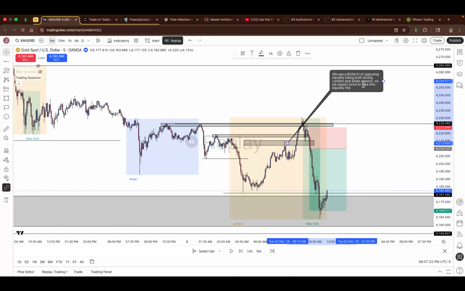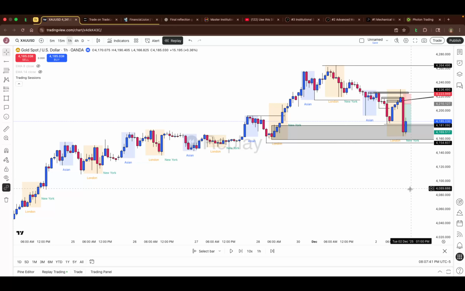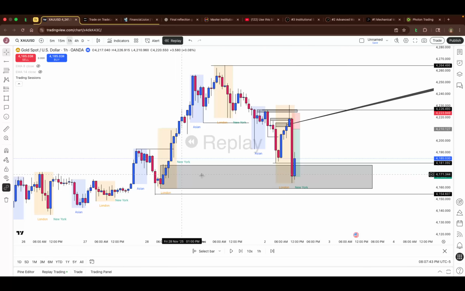To not just take, to sweep. And why do we want to see a push down? Because if we scale out, what is our overall goal? To create a correction into this supply zone or demand zone, where price came here, is unmitigated. The supply zone is unmitigated. So price hasn't touched the supply zone yet.